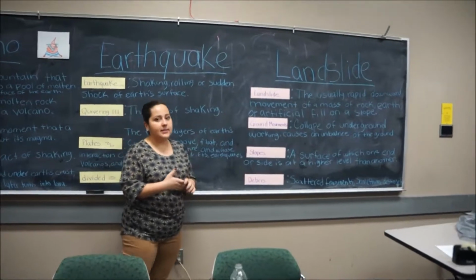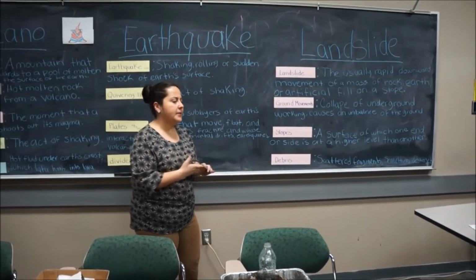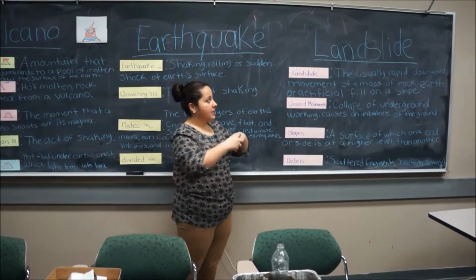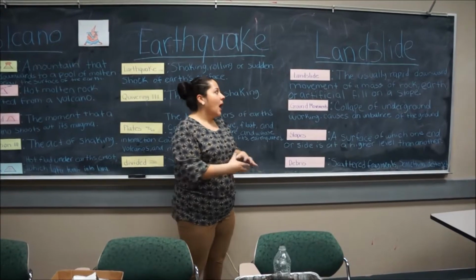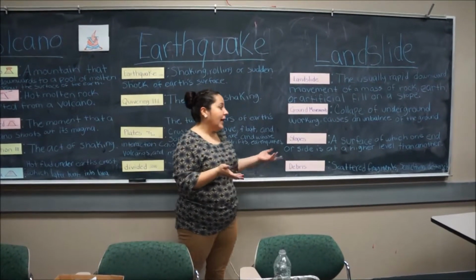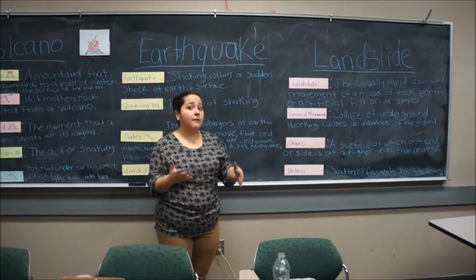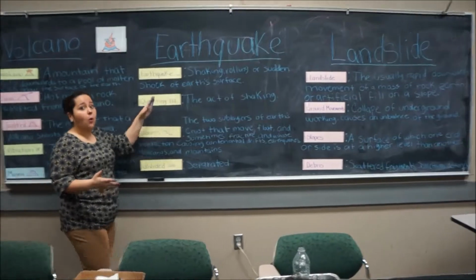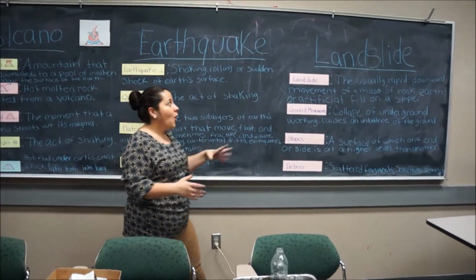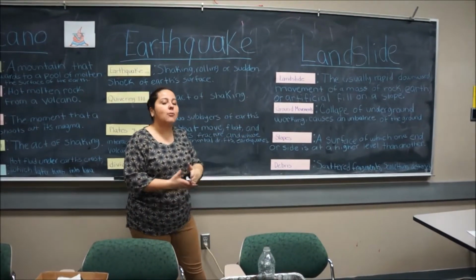Now, let's look at our landslides. Who knows what a landslide is? We don't have an idea? Okay, well, a landslide is a rapid downwards movement of debris. Now, who knows what debris is? Debris is scattered fragments that occur from either an earthquake or a volcano. So due to an earthquake and a volcano, we actually can cause a landslide. That's how landslides are basically formed.